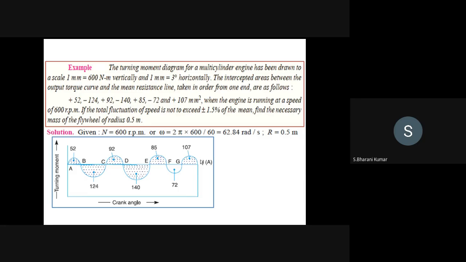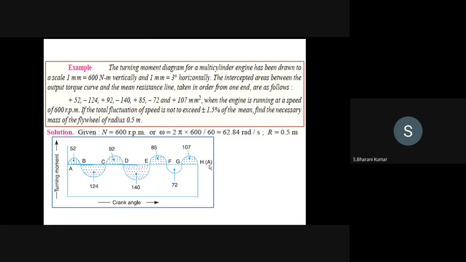There is no need to draw an exact scale. Just an approximate value is enough. That is for our representation only. It's no need to draw a full exact scale here. So it will be drawn like this: A, B, C, D, E, F, G, and H.